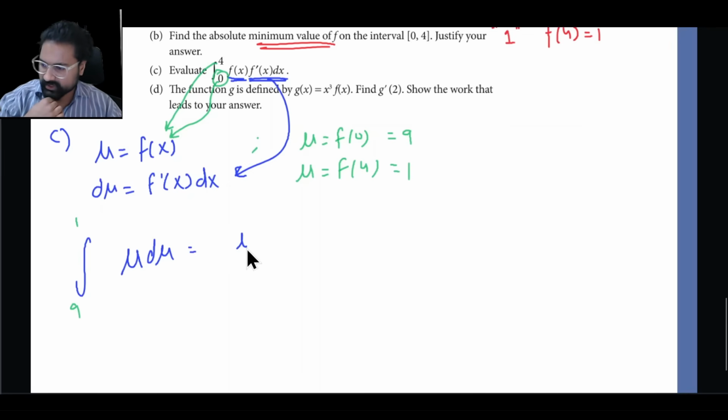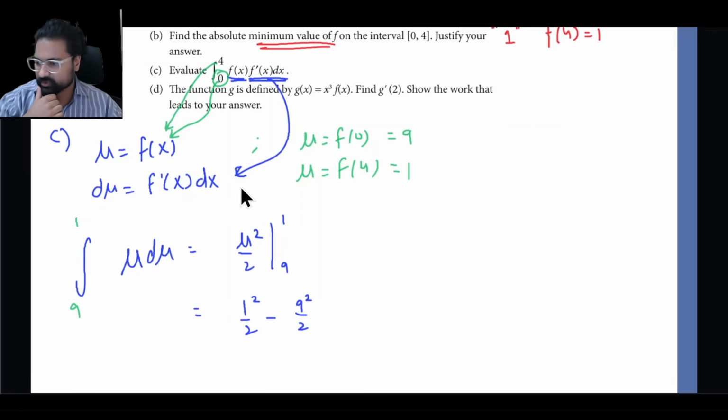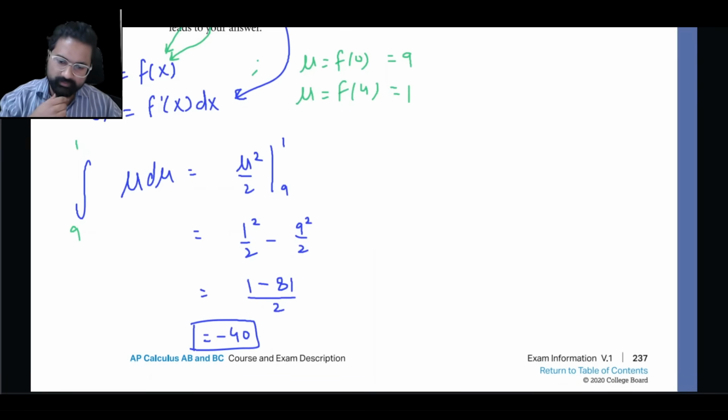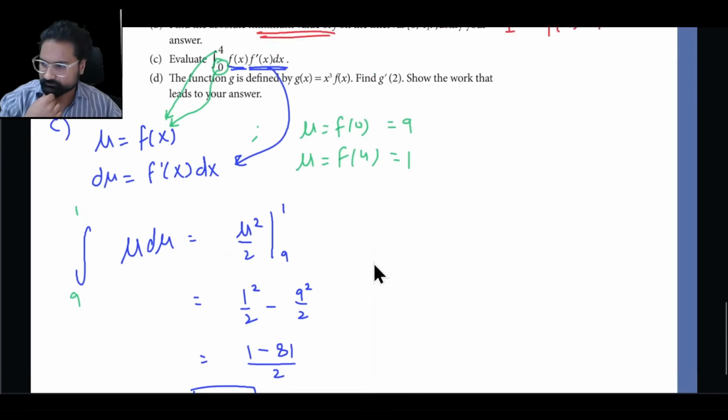This is going to look like u squared over 2, integrated with the bounds from 9 to 1. So I put the upper bound here, which is 1 squared over 2, and the lower bound, which is 9 squared over 2. So this is going to look like, I believe, 1 minus 81 over 2. Minus 80 over 2 is just minus 40. So the answer for this one should be negative 40.